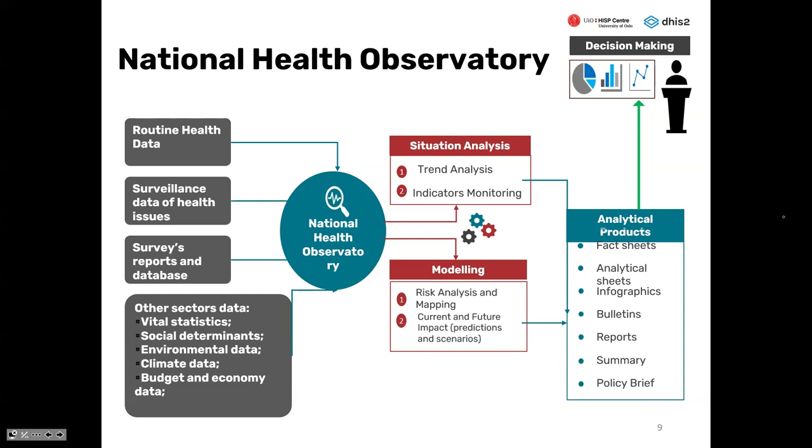The first one is to do some kind of situation analysis. So mostly descriptive analysis, trend analysis, and monitoring of indicators. And the second one is on modeling, in which we do risk analysis and mapping, and also predictions and scenarios of current and future impacts. So these analyses are translated into different analytical products, which I've listed here, that can be used for the decision-making process in our sector.